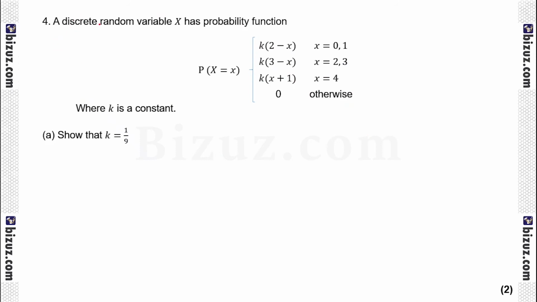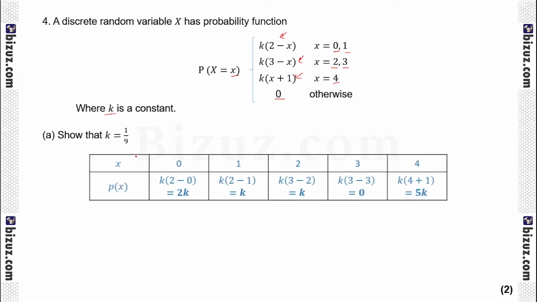Question number 4. A discrete random variable x has probability function. The probability of x being small x, a particular value, is as follows. If x is either 0 or 1, this is how the function looks. If x equals 2 or 3, this is how the function looks. If x equals 4, we just need to plug the value here, and for any other value of x, the probability is going to be 0. Where k is a constant, show that k equals 1 by 9.